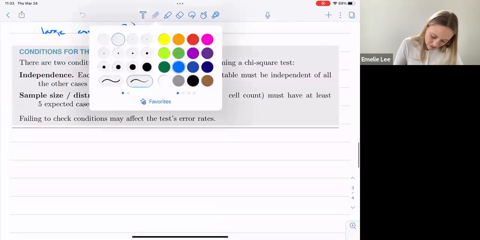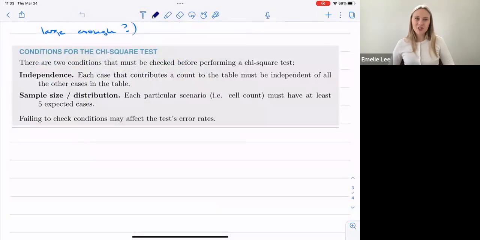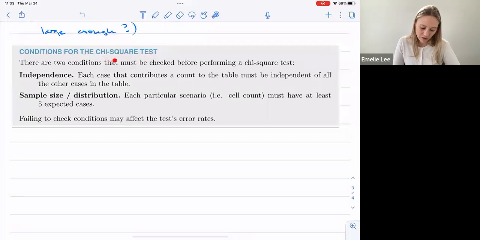Okay, so good. So these conditions stay the same for any chi-squared test. Okay, so this is for any chi-squared test.